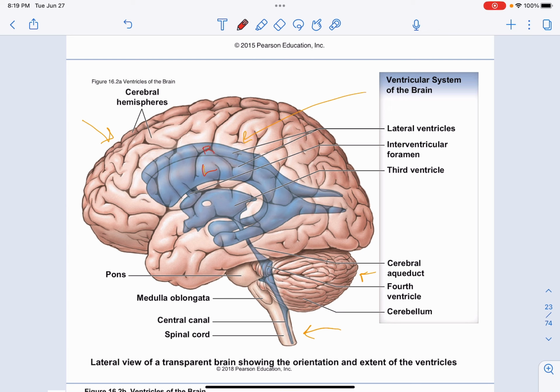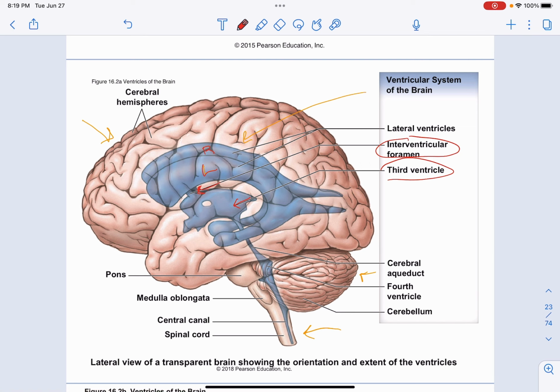There is one on each of the 2 hemispheres. And they are connected by a narrow passageway called the intraventricular foramen. So they're connected right here by this intraventricular foramen. And this leads to the 3rd ventricle, which is right here. So the 3rd ventricle is wedged in between the 2 halves of the diencephalon.